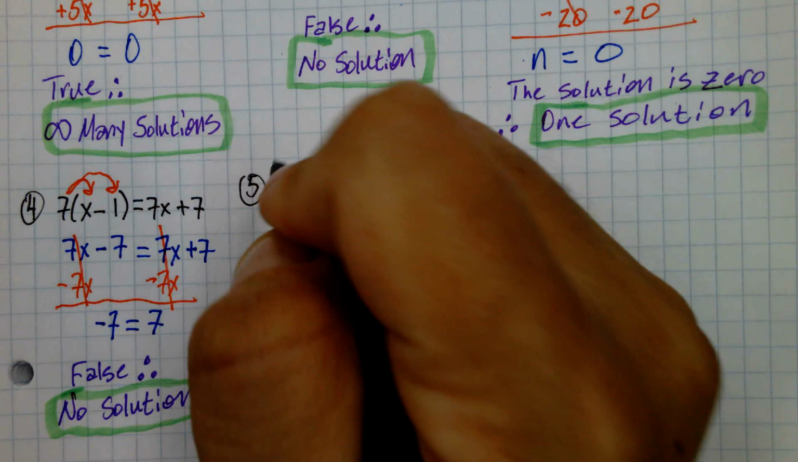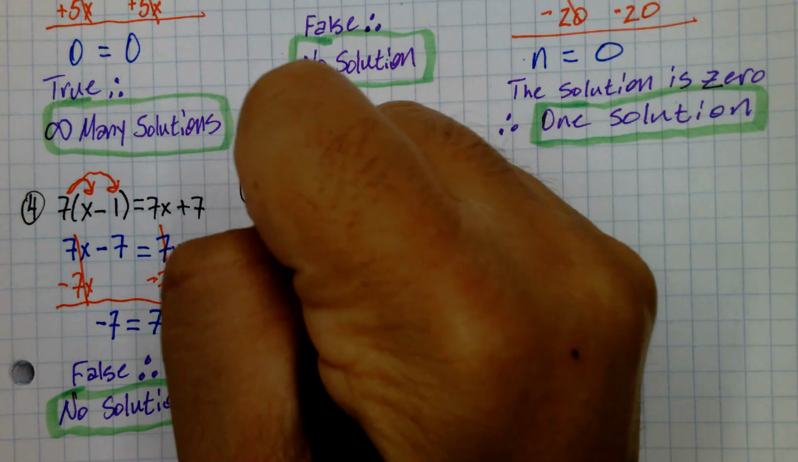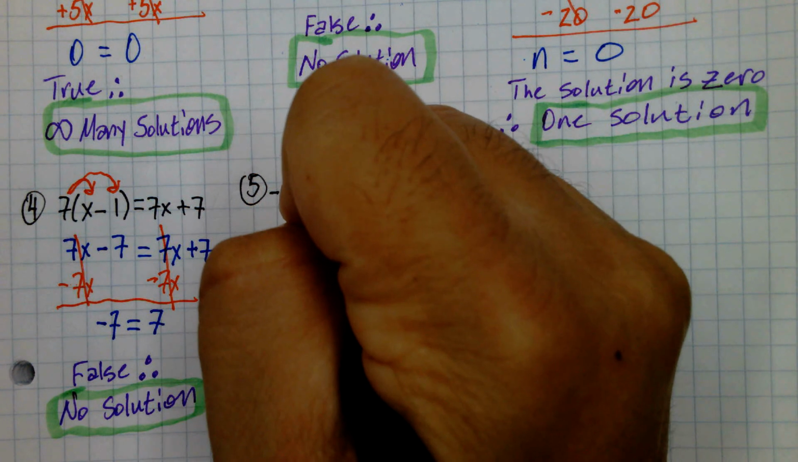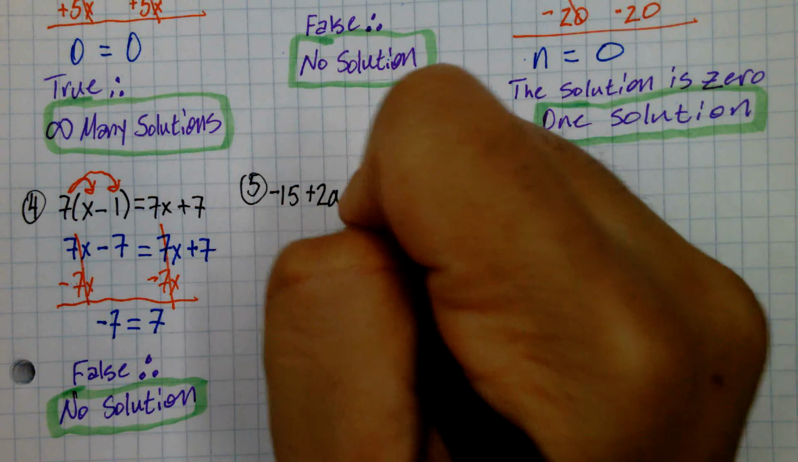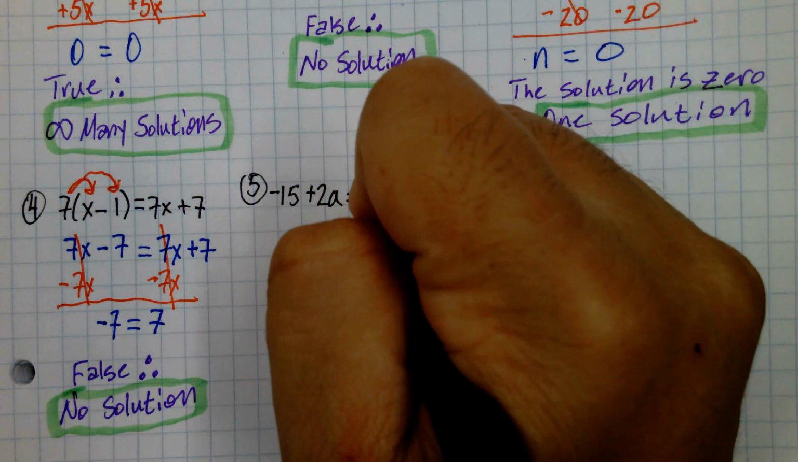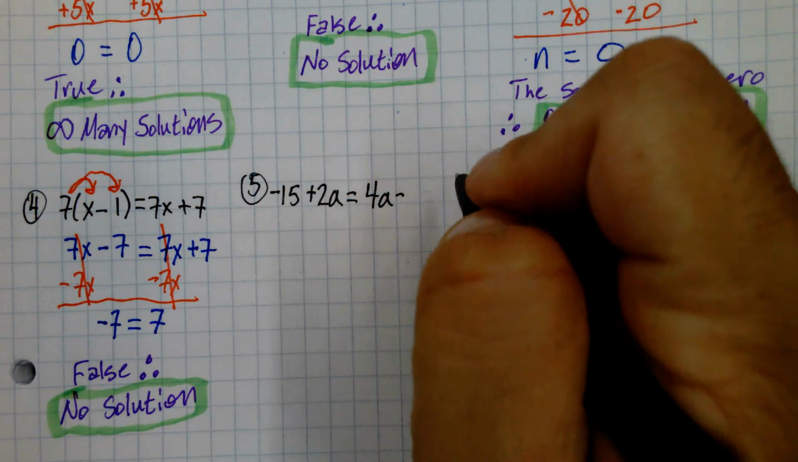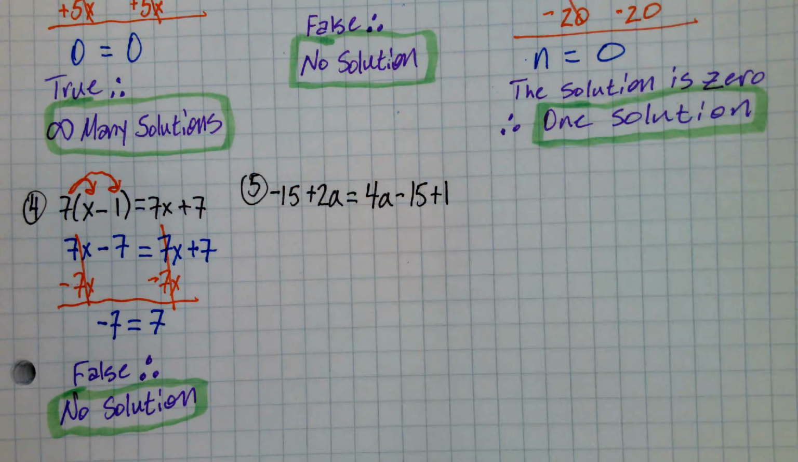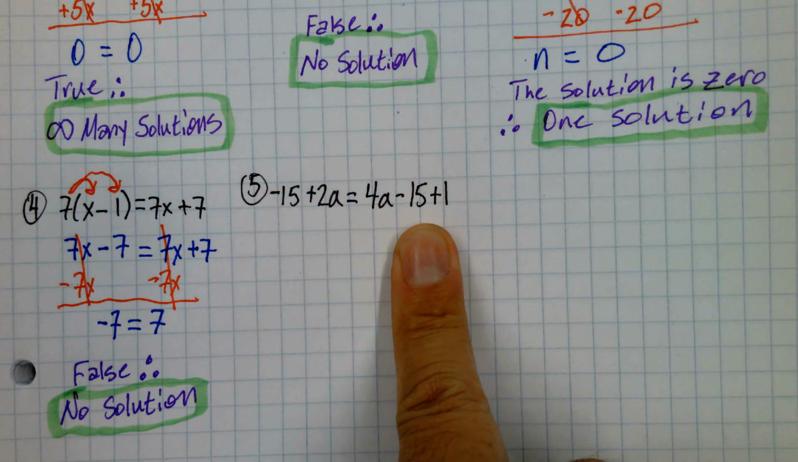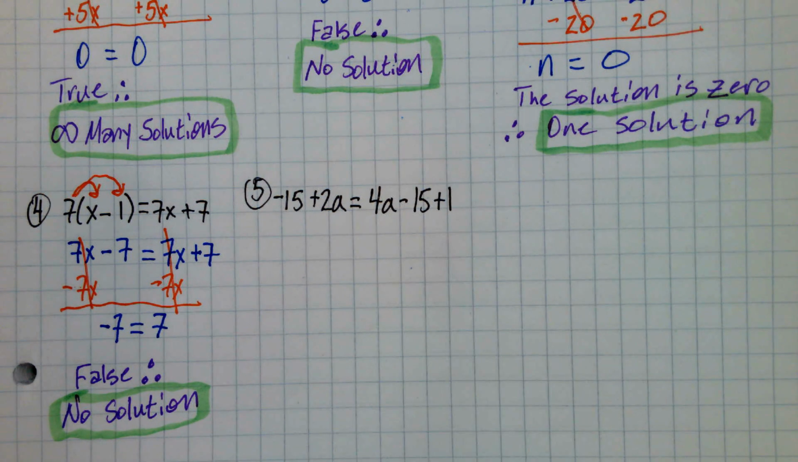Number 5. Negative 15 plus 2a equals 4a minus 15 plus 1. Okay, let's see here. No distributing. Can I combine like terms? Over here, do you see that I can combine those? Let's do that. Let's put those together.